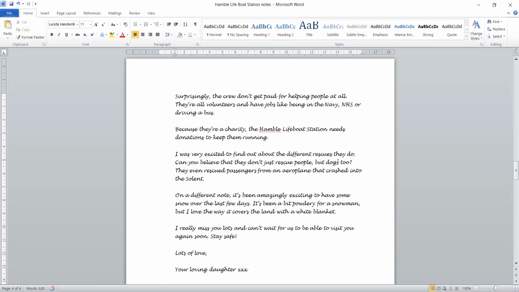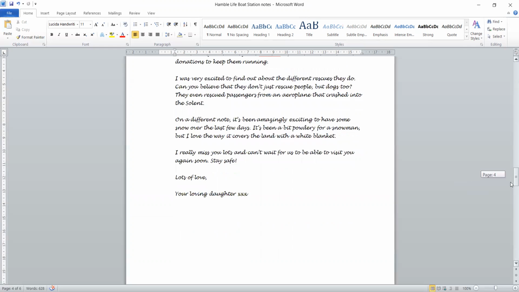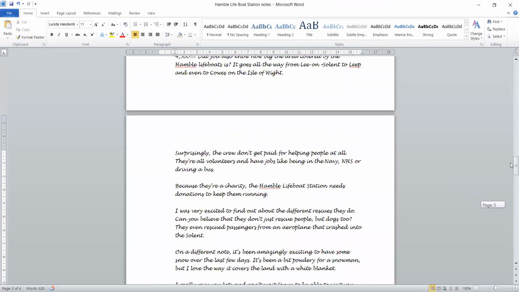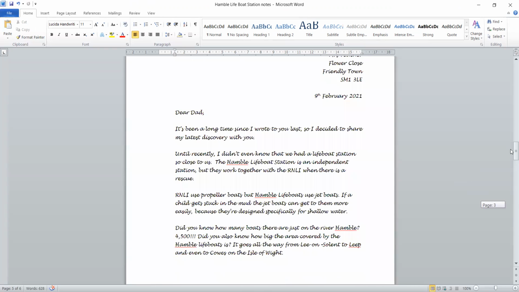So in fact, I have 3 questions and 2 exclamations, which I think for the length of this letter is okay. So yes, I am happy. I can check that I have used questions and exclamations. Now, our extension was to use exciting verbs, adjectives, and adverbs. So I'm going to check my work and make sure that I have done that.